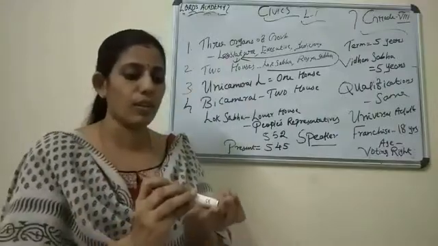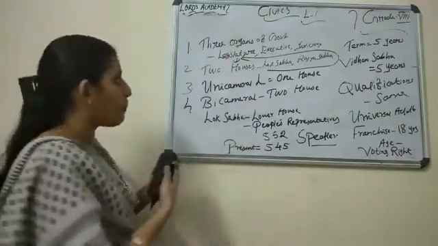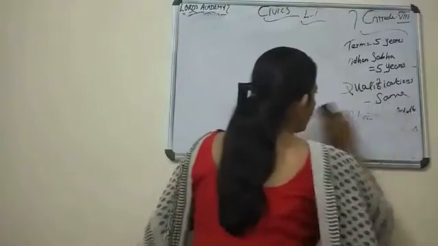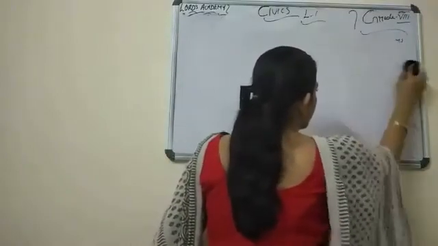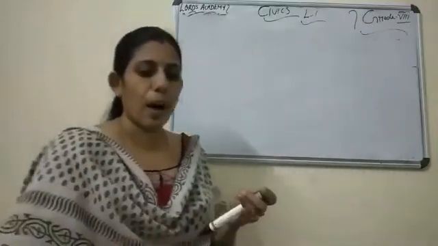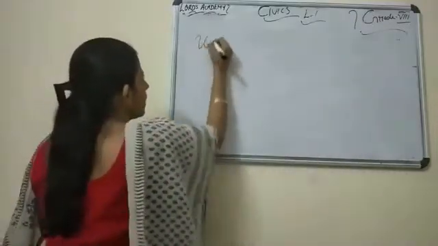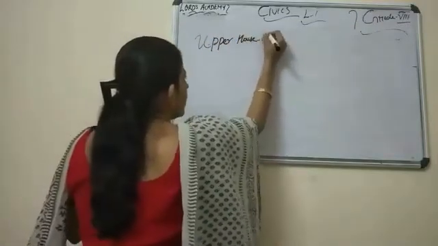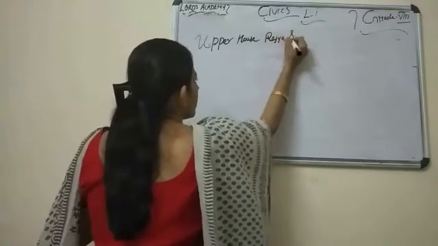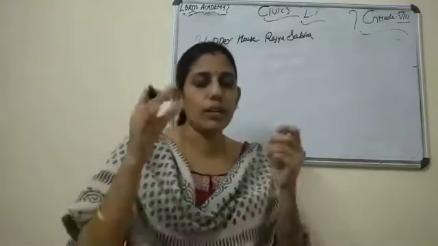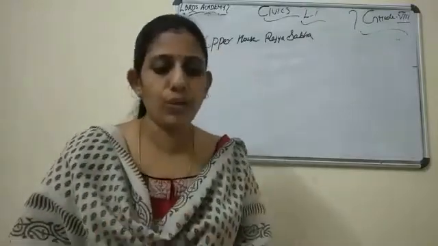Now the second house, or the upper house, is known as what? The upper house is known as Rajya Sabha. Here also you have to study the term and the qualifications. The upper house is known as the Rajya Sabha, and one-third of its members retire every 2 years.